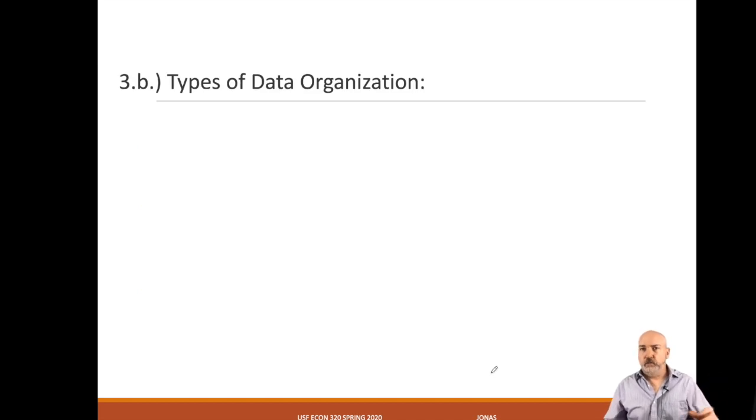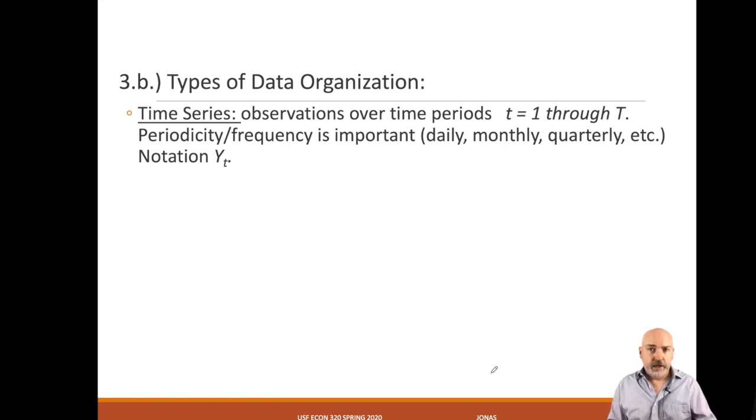Once we get the idea of where the observations are coming from, now we need to know the dimensionality of the data, if you will. Across what dimension are we measuring variability? There are basically two dimensions that we're going to be concerned with: variation across time and variation across individuals.